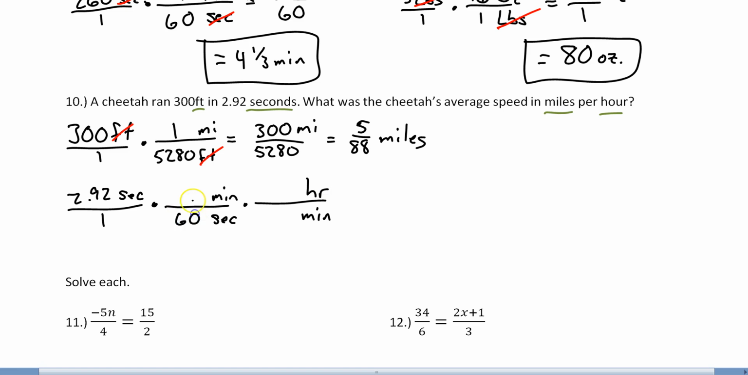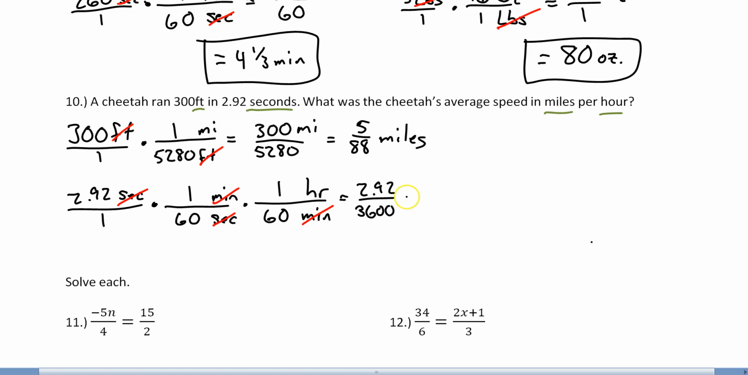I know there's 60 seconds in 1 minute. I know there's 60 minutes in 1 hour. And then we can see the progression of, okay, the seconds cancel and I'm left with minutes. Now the minutes cancel and I'm left with hours. All right? And once again, I do numerator times the numerator, so I get 2.92. And then again, this is going to be in hours over. When I do the 60 times the 60, I get 3,600, so 3,600.